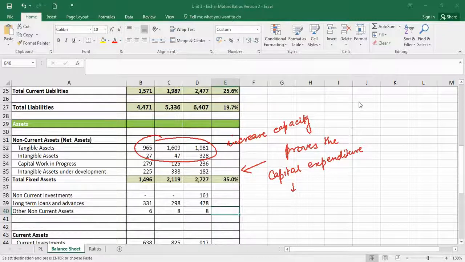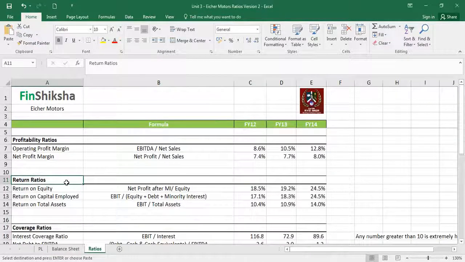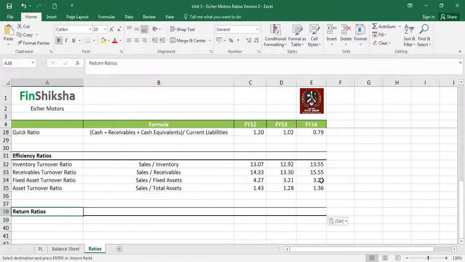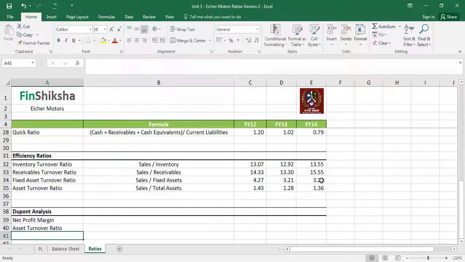Let's move ahead and turn our attention to the next part, which is we're going to look at the ratios, specifically return on equity, and we're going to do what is called the Dupont analysis, right? So we're going to paste it here. Let's put it as Dupont analysis. And remember, what was Dupont analysis? We were saying we have to calculate net profit margin, we have to calculate asset turnover ratio, and we have to calculate gearing or leverage factor, right?